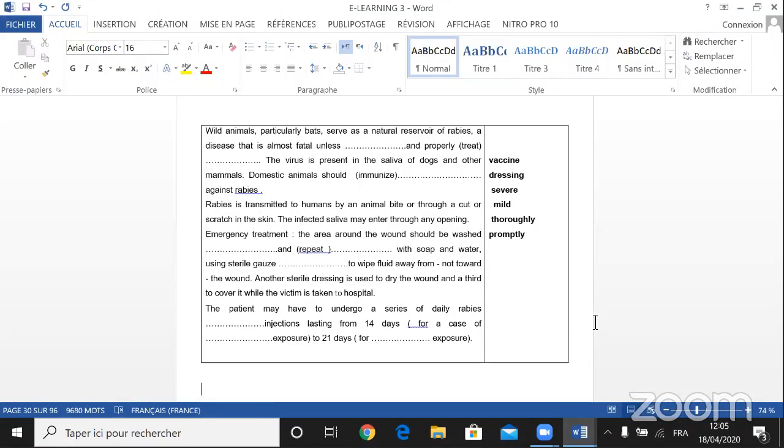Sterile gauze dressing to wipe fluid away from, not toward the wound. Another sterile dressing is used to dry the wound, and a third to cover it while the victim is taken to hospital. The patient may have to undergo a series of daily rabies vaccine injections lasting from 14 days for a case of mild exposure to 20 days for severe exposure.